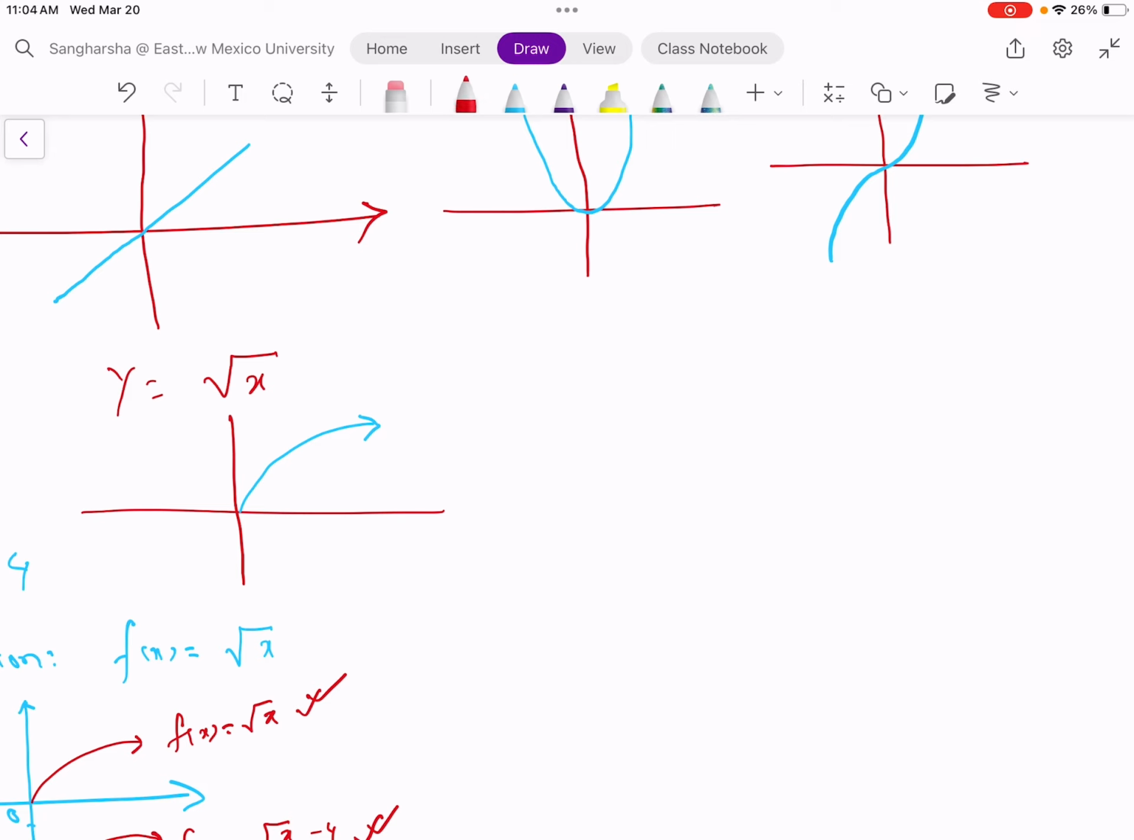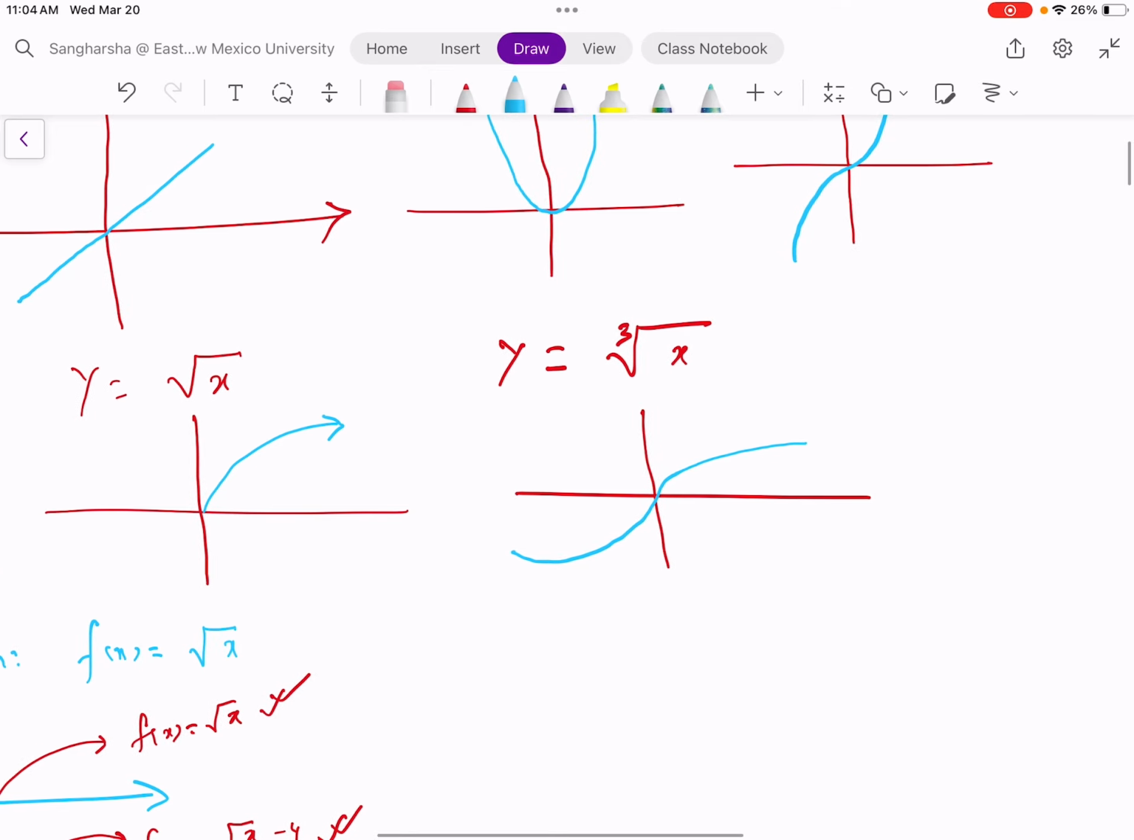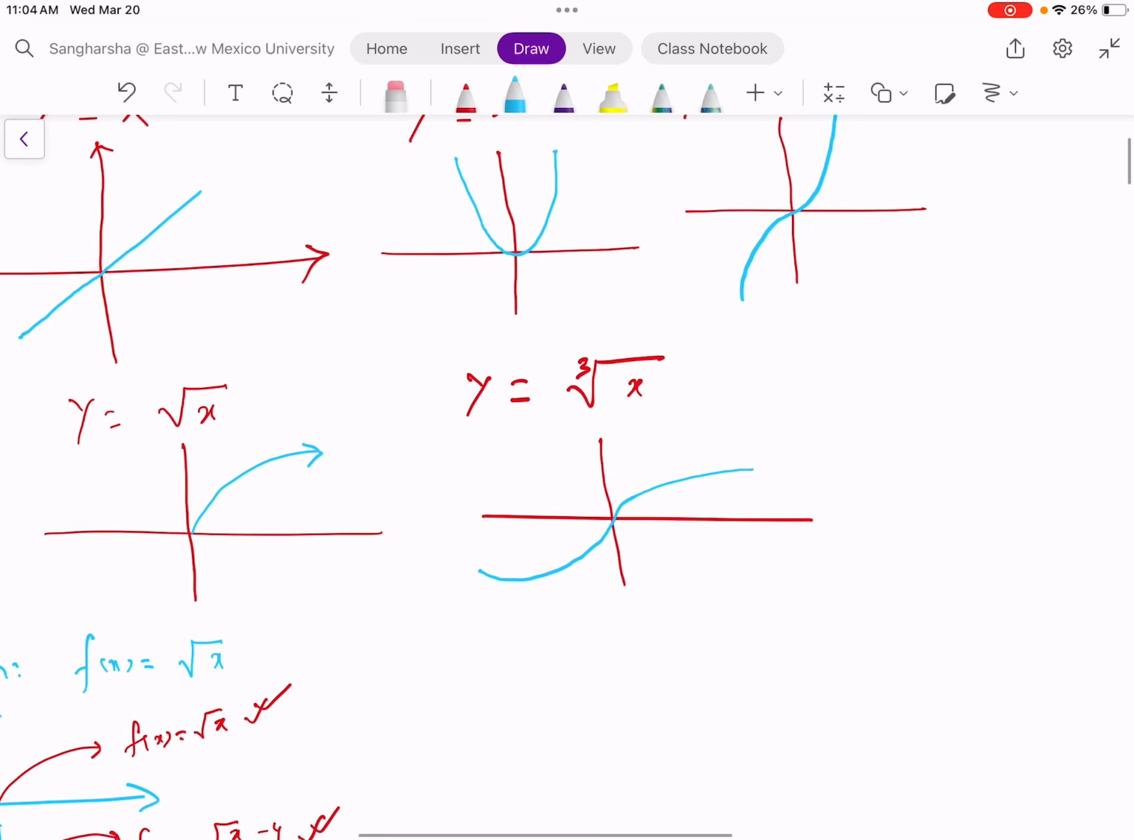The next basic function is y equals the cube root of x, and this is the graph for a cube root function. So we have 5, so we have 2 more.